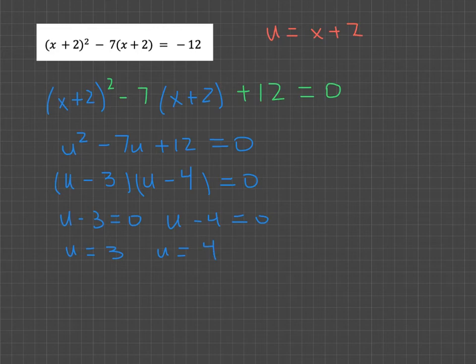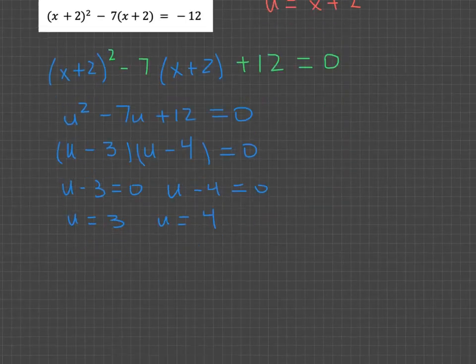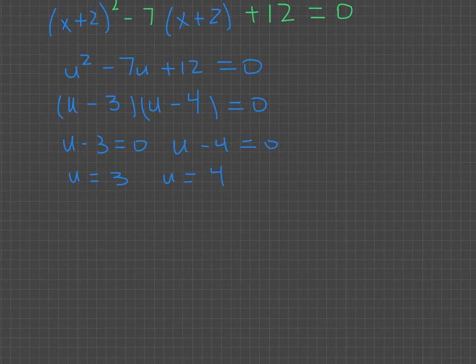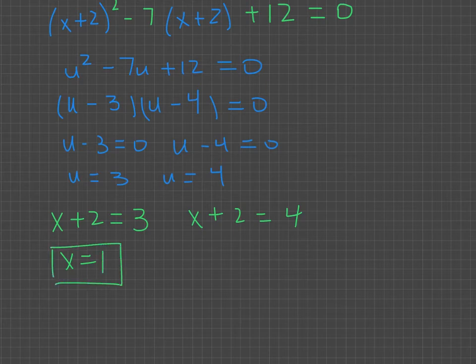But remember, we want to solve for x. So we're going to replace u now with what it's equal to. We said that u is equal to x plus 2, so this is going to be x plus 2 equals 3, x plus 2 equals 4. And solving for x, here we subtract 2 from both sides, we get x equals 1. Subtract 2 from both sides, we get x equals 2.